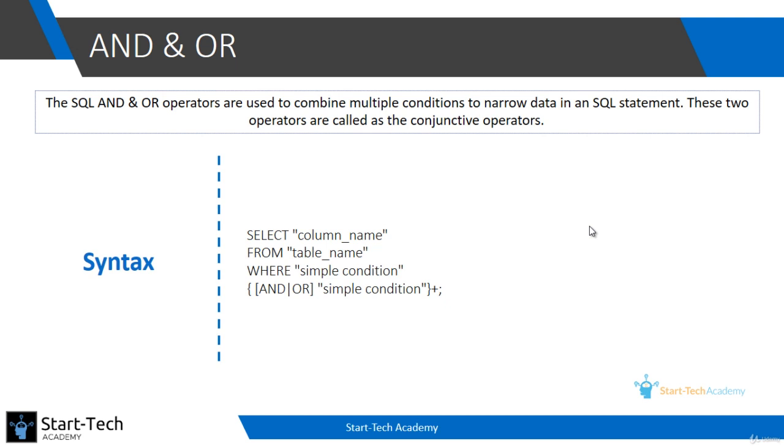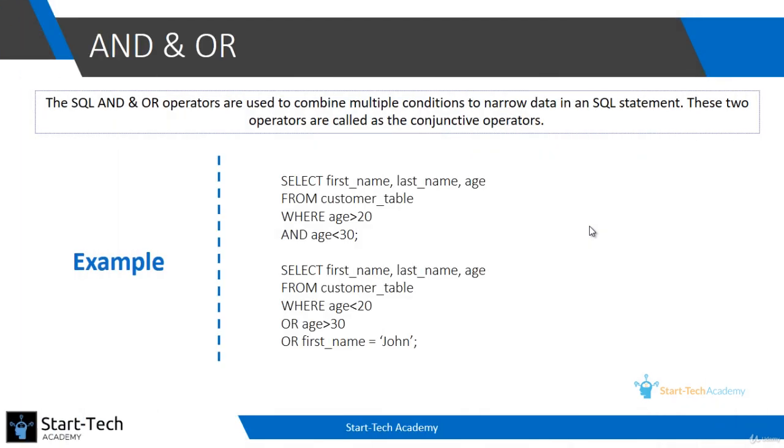Let us look at the syntax. We select columns from table name, where this will be condition 1. After this, if you want an and operator, we will write and. If you want the or operator, we will write or, and then we will specify the second condition. We can continue doing so. We can have n number of conditions. Let us look at an example.